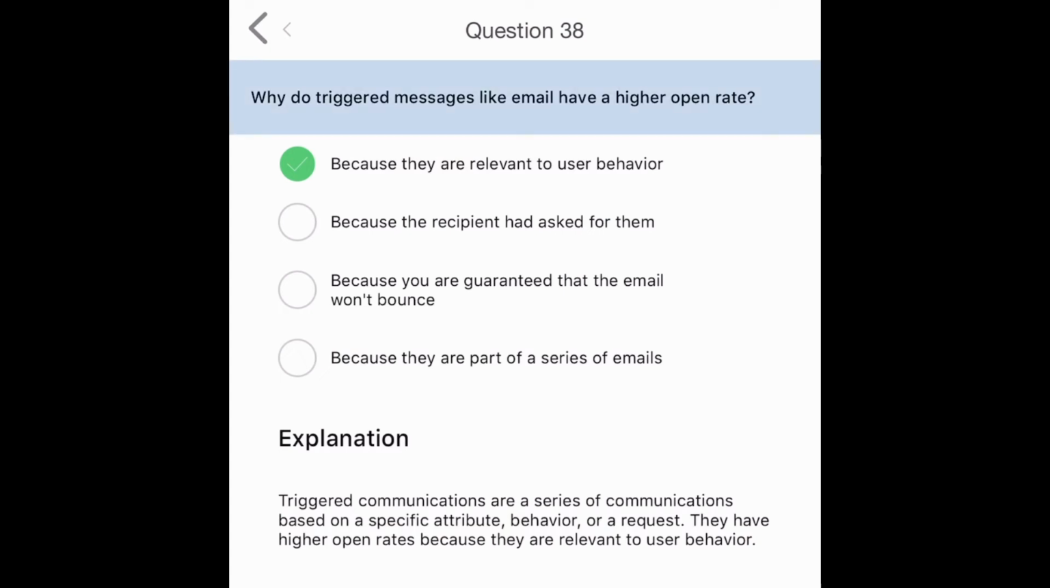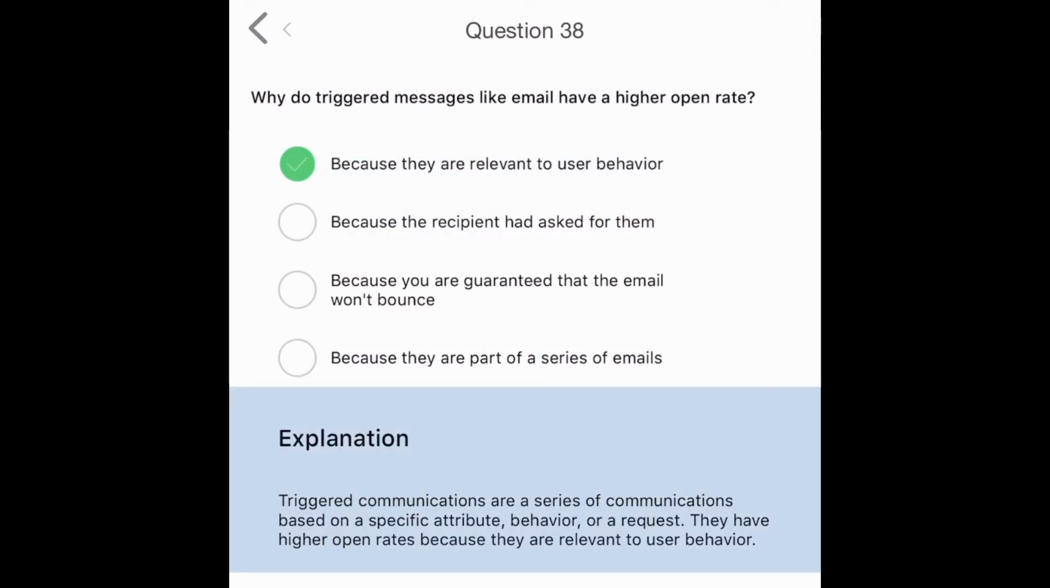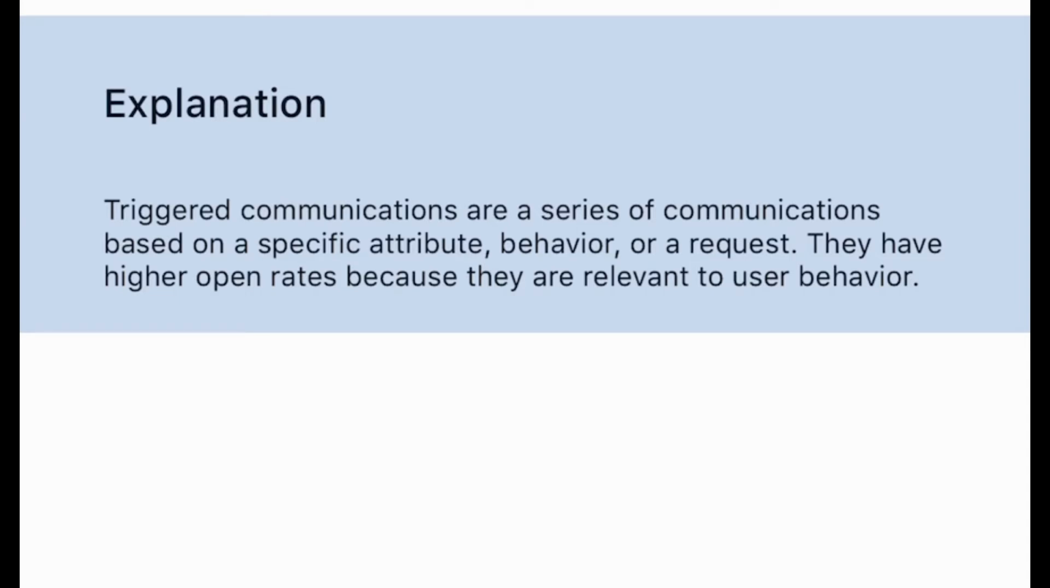Why do triggered messages like email have a higher open rate? Because they are relevant to user behavior. Explanation. Triggered communications are a series of communications based on a specific attribute, behavior, or a request. They have higher open rates because they are relevant to user behavior.